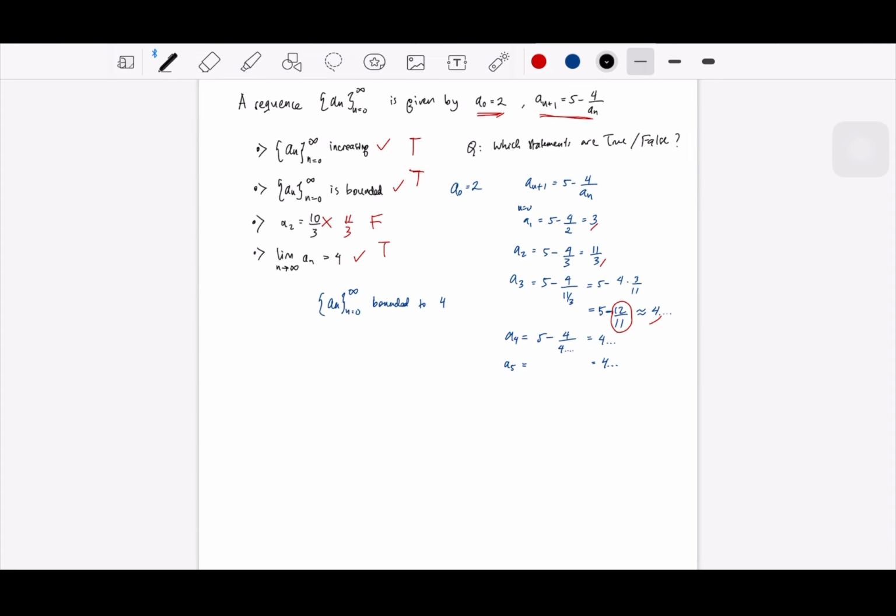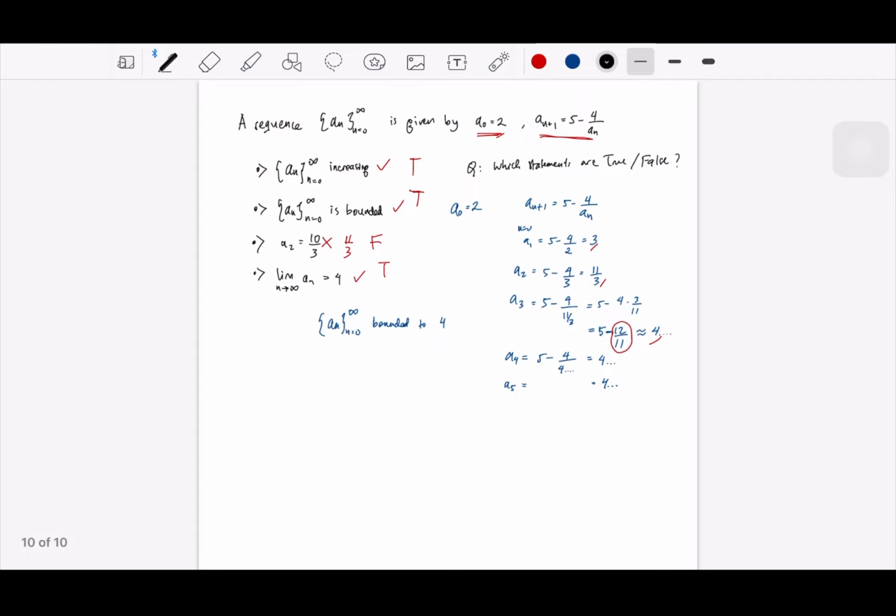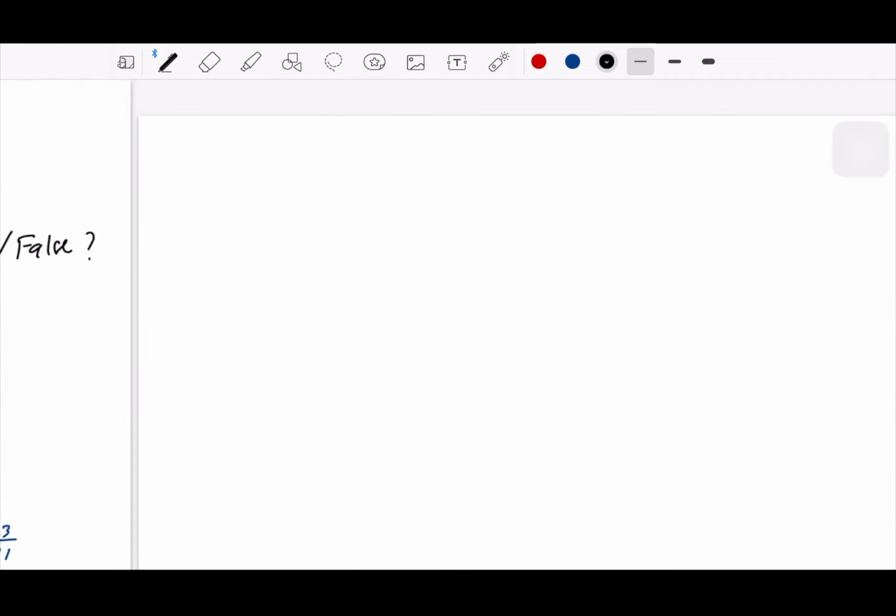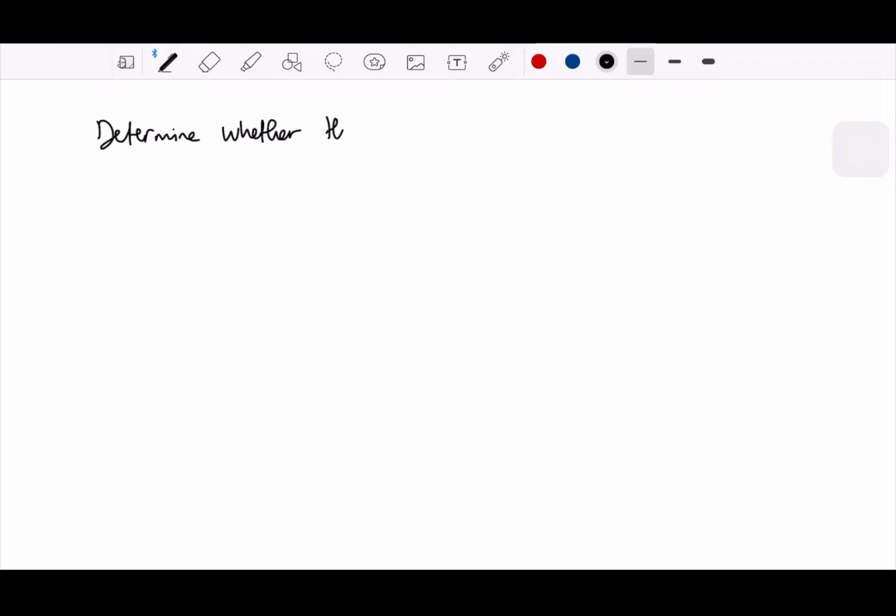Okay, now next question. Let me give you the next question. Determine whether the series is absolutely convergent, conditionally convergent, or divergent.